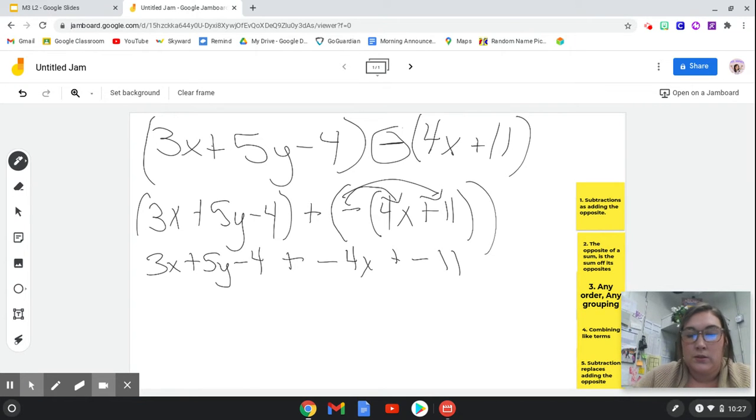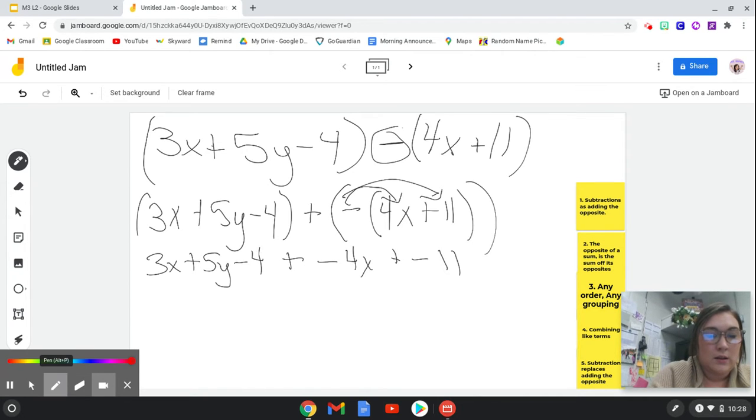Okay, so that's exactly the same thing. That's what saying is the opposite of a sum is the sum of its opposites. So the sums are interchangeable with the opposites in there. And so now we have our any order, any grouping, so we can rearrange these however we need to. So I would say add your like terms together.